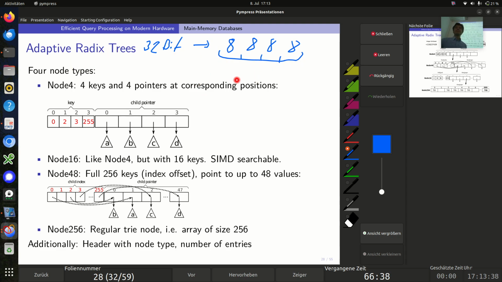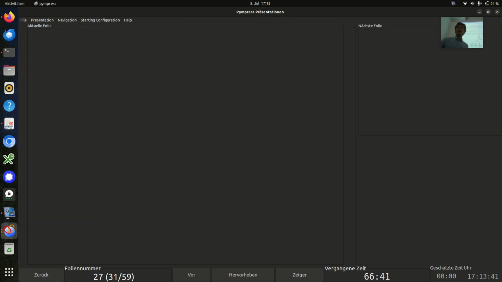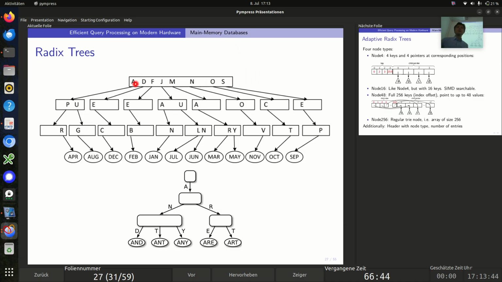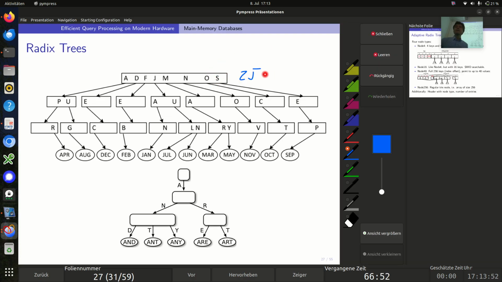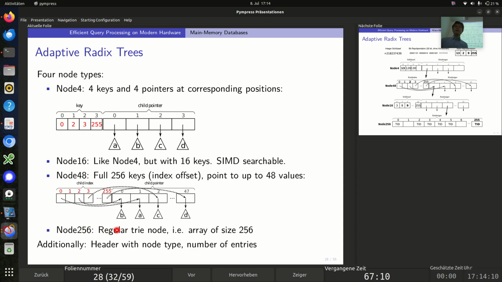Each level, 1 byte. And therefore, if you remember our old slide, if this is not a character but a byte, this node would have a size of 256, because of 2 to the power of 8. Yes. So the idea is, every node, 1 node per byte. So if we have 1 node per byte, we have a node 256. This is the regular trie node, as we have seen previously. This is the basic node.